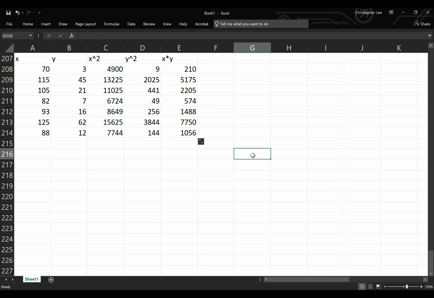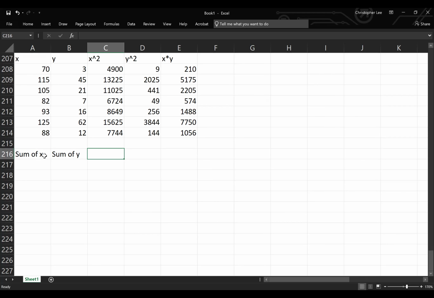So did I lose anybody so far? We good? All right. For the last column, just x times y. So 70 times 3, boom. 115 times 45, boom, etc. Got you. So look, at the bottom, I want to sum these. I want to know what is the sum of x, all of them. I want to know the sum of y.